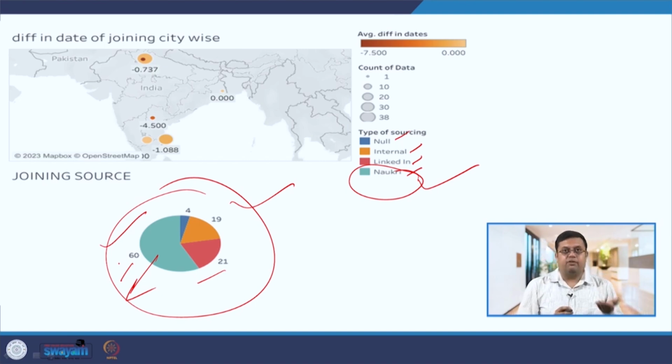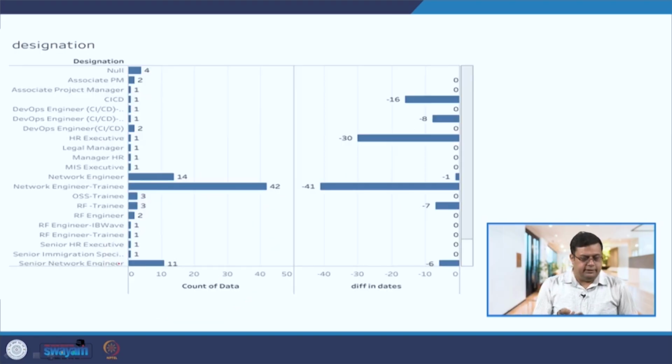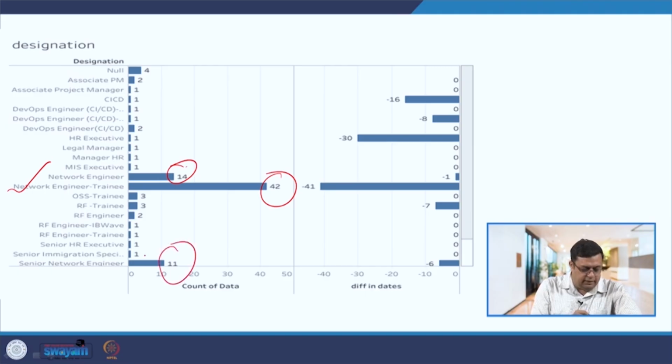So, the source of recruitment that you can see. If you have to check the effectiveness of the source of recruitment, Naukri could be one of the effective ones, right, because the maximum number of people are joining from there. Designation wise, you can see the count of how many people are joining. So, what is their designation, on which position the people are joining. Here you can see the maximum number of people have joined as network engineer trainee, followed by network engineer, and then followed by senior network engineer.